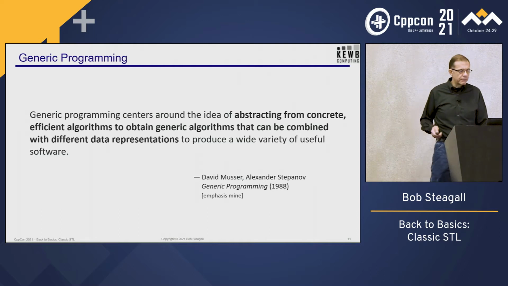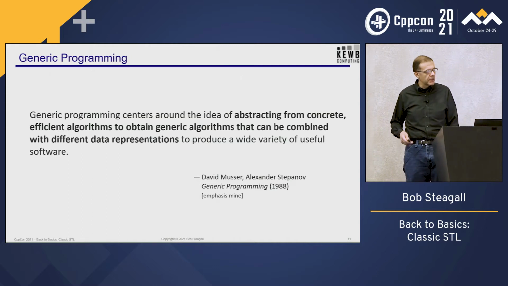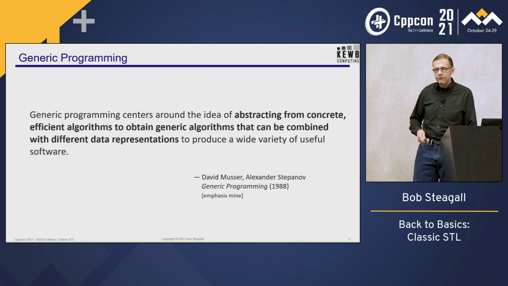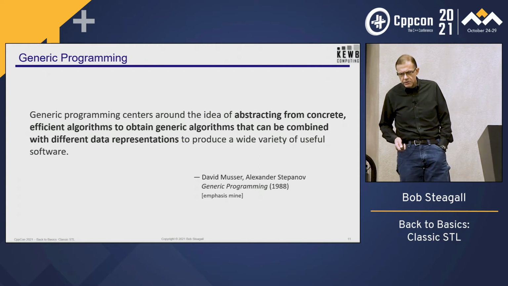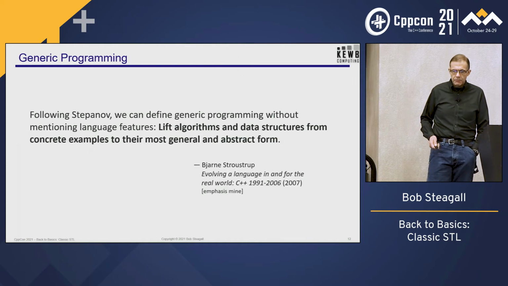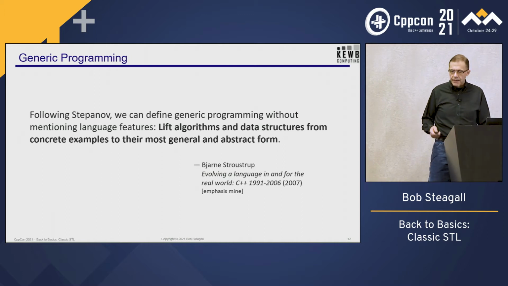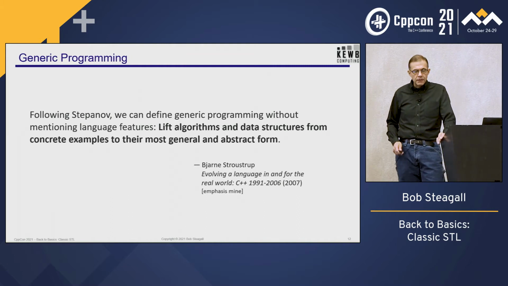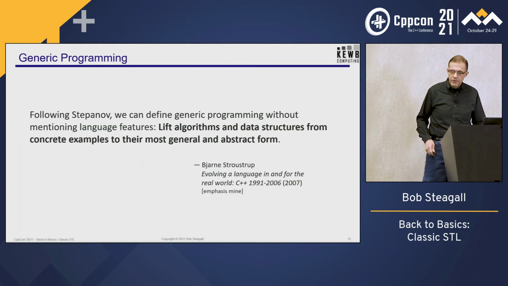And just the bolded part of the sentence: abstracting from concrete efficient algorithms to obtain generic algorithms that can be combined with different data representations. If you think about what the STL does, if you know anything about it at all, that's what it does. And almost 20 years later, Bjarne was writing a paper, and he has this sentence in the paper, and I think it's also very telling. It's perhaps even a more concise description of generic programming: lift algorithms and data structures from concrete examples to their most general and abstract form.